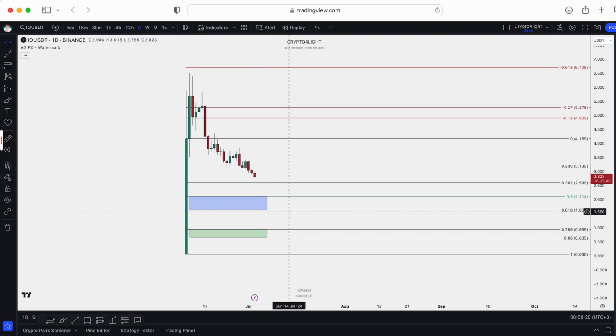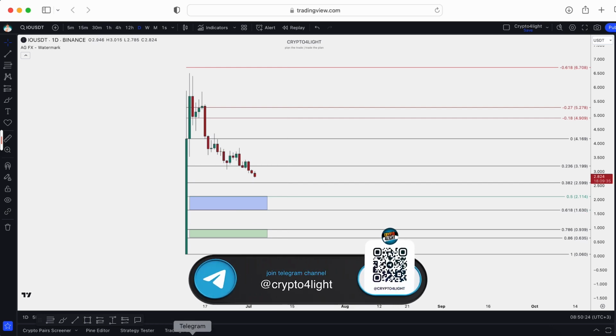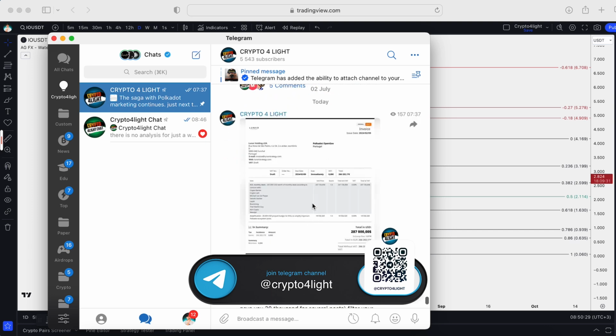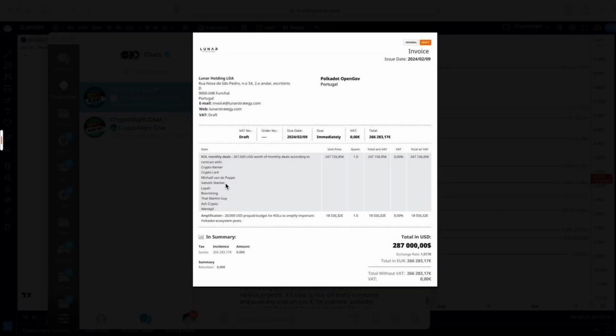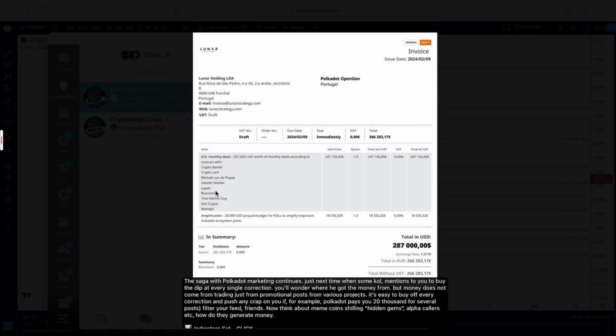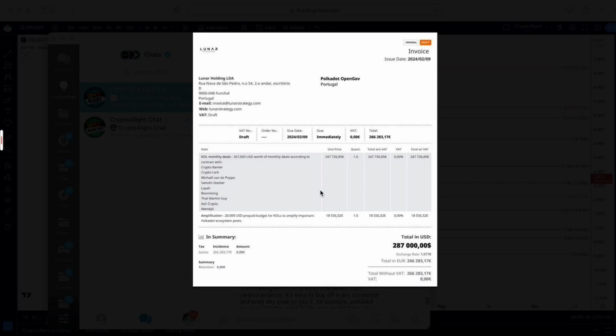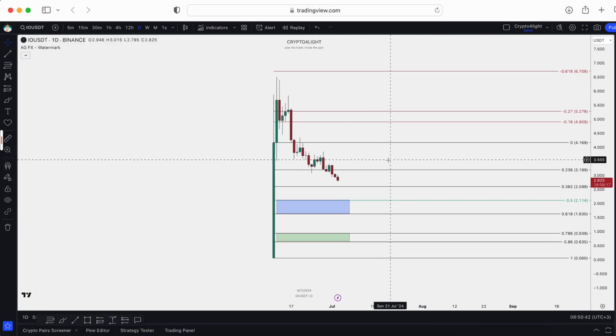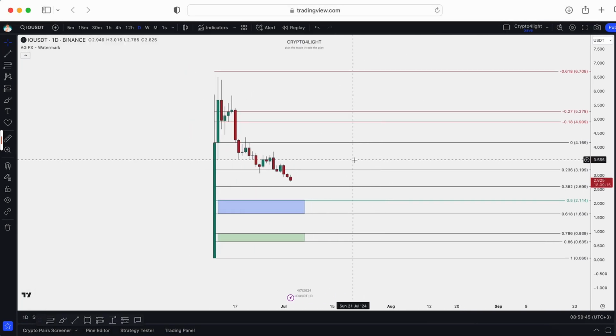Maybe I will buy IO, but of course, I'm not like these calls from Polkadot. Today I made a post about how the influencers made money. This is a list of influencers, and Polkadot paid them over 20K for a few posts about Polkadot. Of course, they will always tell you to buy the dip, every single time, no matter how low we dump, because they always get money from paid promo, not from trades.